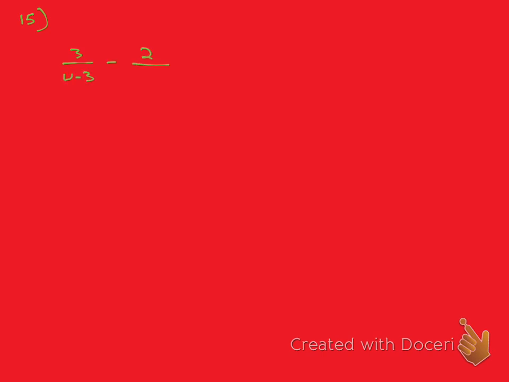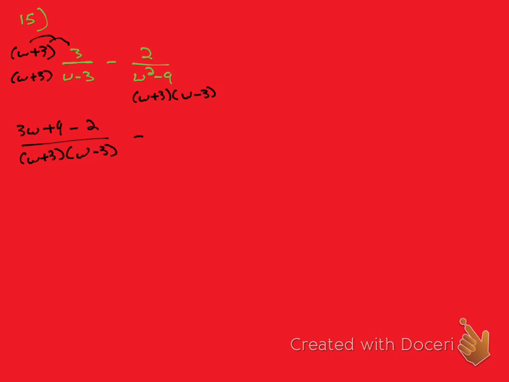15. 3 over w minus 3 minus 2 over w squared minus 9. Need to factor the denominator to get w plus 3, w minus 3. So I need to multiply the left side by w plus 3 to get a common denominator. All right, so left side in the numerator, I need to distribute that 3, which gives you 3w plus 9. That'll be minus 2 over the denominator, which gives you 3w plus 7 over the denominator. I got it wrong because I can't do basic.